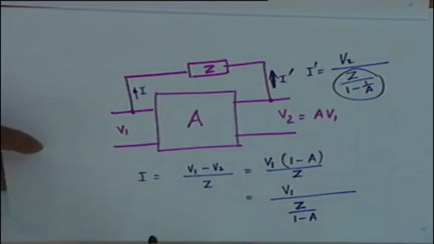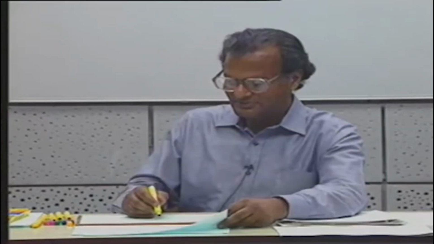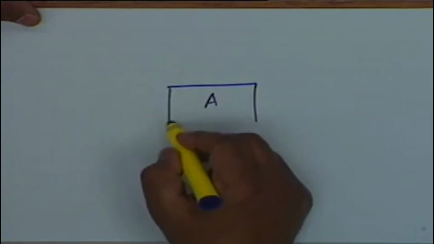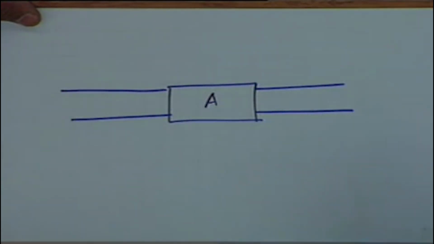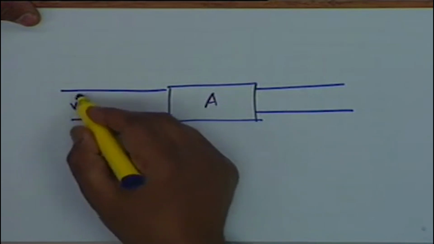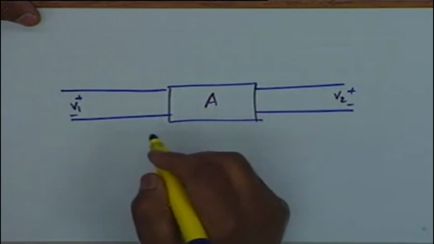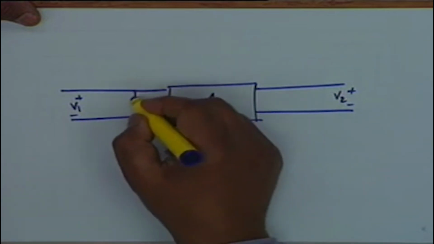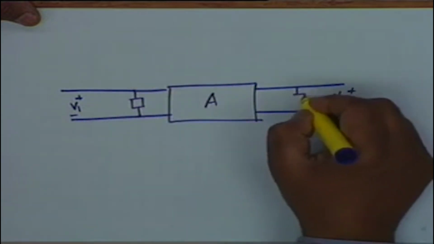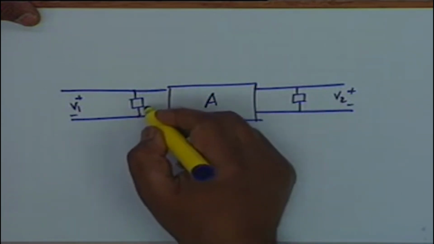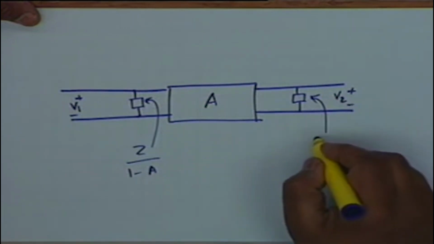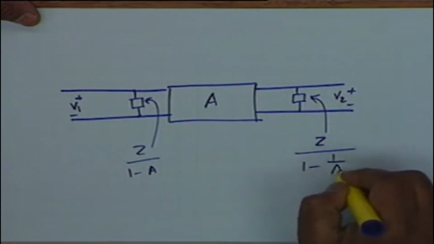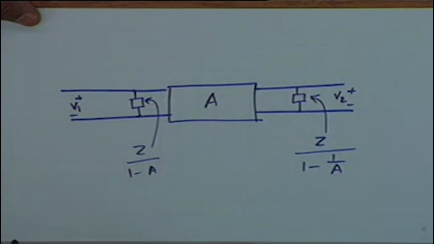So equivalently, I can replace this circuit which had a bridging impedance by one which does not have a bridging impedance, and they are exact equivalents. I have made no simplification, no approximation. What I have here is an impedance Z by 1 minus A, and what I have here is Z divided by 1 minus 1 over A. All right. The question is, what is A?